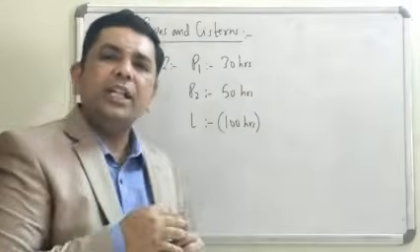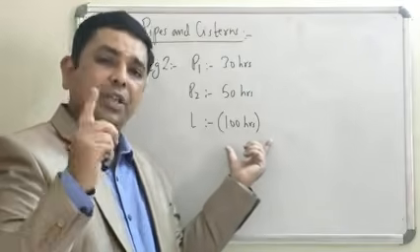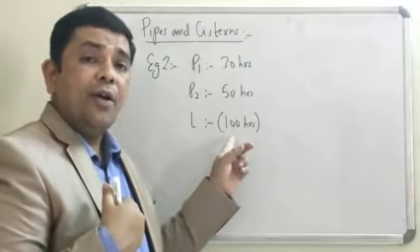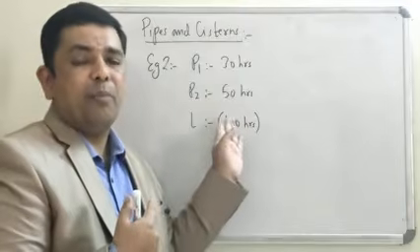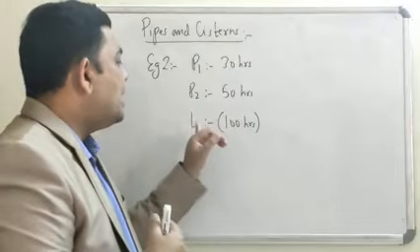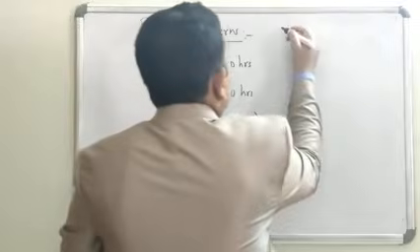Okay. For convenience, I am representing this within a bracket. This is for my own indication that the leak is working opposite to pipe 1 and pipe 2. So P1 30 hours, P2 50 hours, and the leak is able to empty the tank in 100 hours. So what is the question?